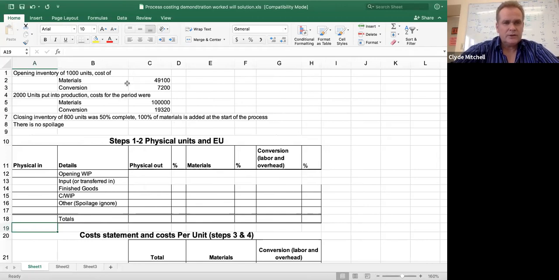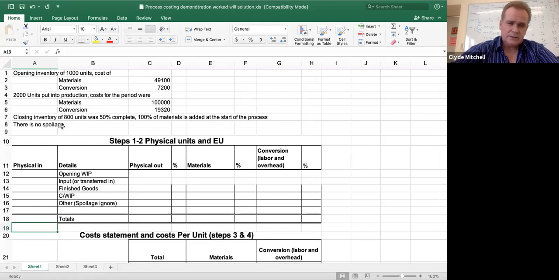They have given us opening inventory of 1,000 units with materials and conversion costs. They then give us 2,000 units were put into production. They give us materials and conversion. And then finally, they tell us the closing progress. The closing inventory of work in progress was 800 units, 50% complete, but at 100% of its materials. And very important, there is no spoilage.